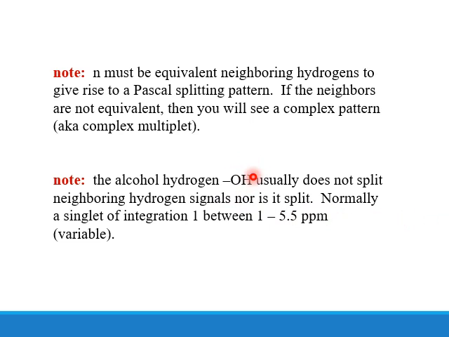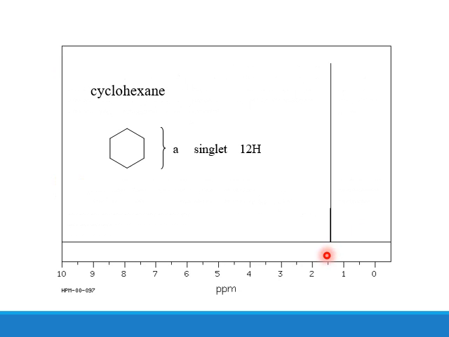The hydrogen from the OH group, from the alcohol group, usually doesn't split neighboring hydrogen signals, nor is it split. Normally it is a singlet with integration 1, between 1 to 5.5. I will show you in some examples.